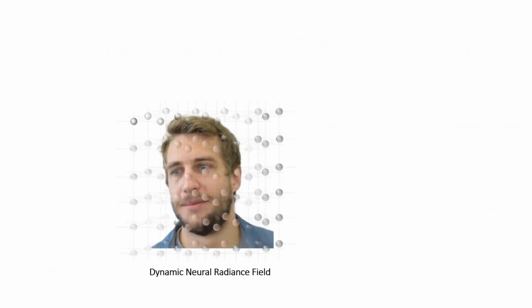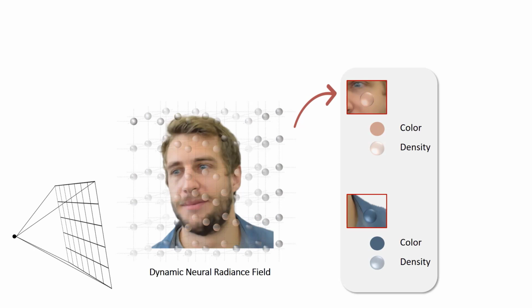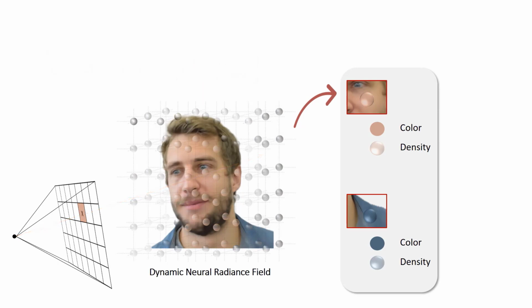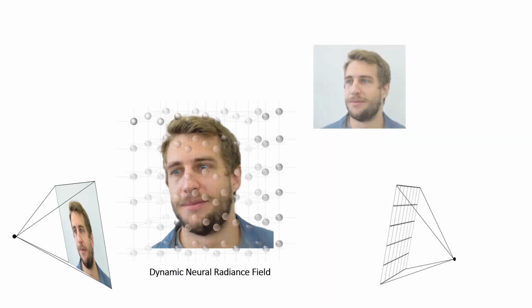Our scene representation network stores the radiance field of the scene, including per point colors and density values. An image of the scene is generated using volumetric rendering by casting rays through each pixel. Along the ray, the radiance field is sampled and the color and density values are accumulated to compute the final color of each pixel. By placing the camera at different locations, images from arbitrary positions can be rendered.